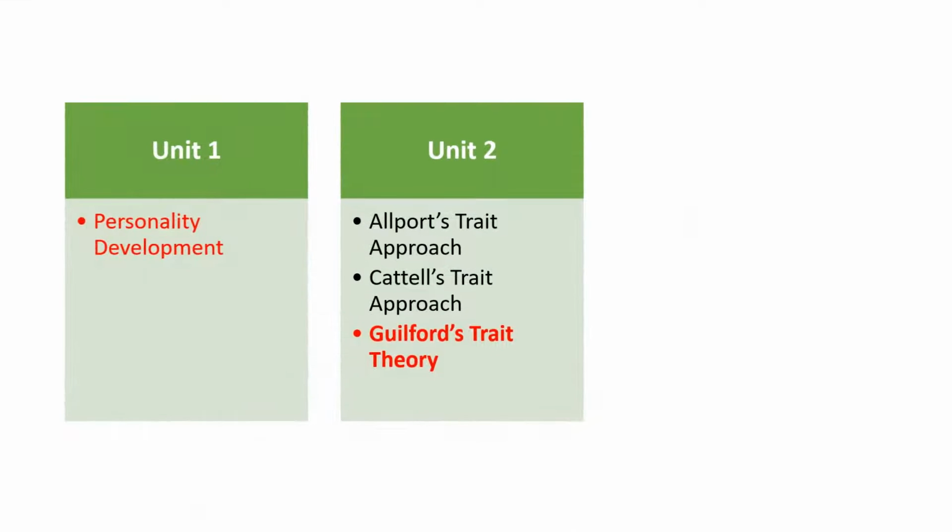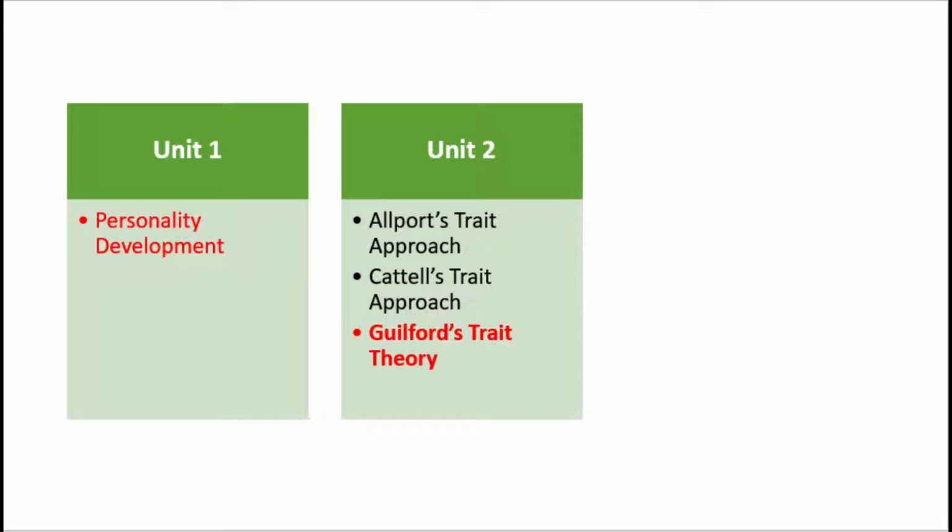From block 1, we need to look into two units, Unit 1 and Unit 2. From Unit 1, which is the important unit, we need to look into personality development. Under personality development, we have three factors: biological, psychological and environmental. This can come as a 6-mark question or can be clubbed together and can come as a 10-mark question.